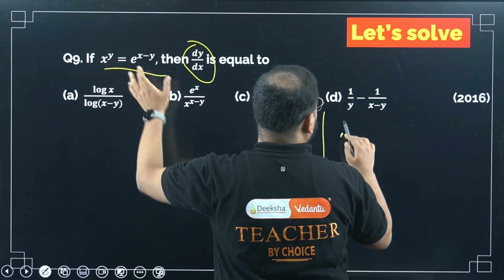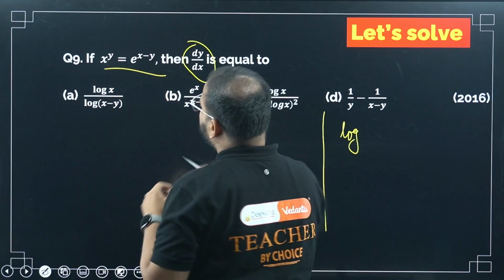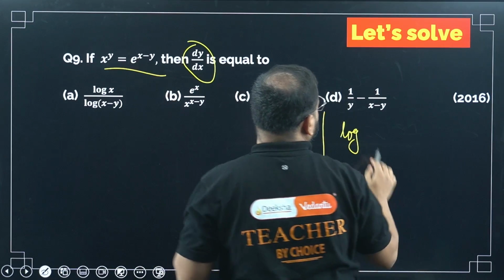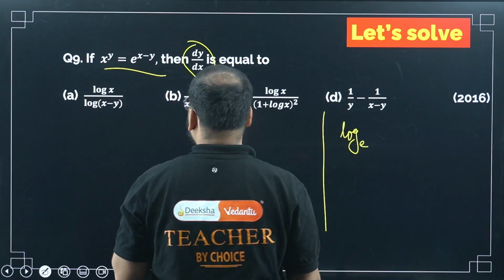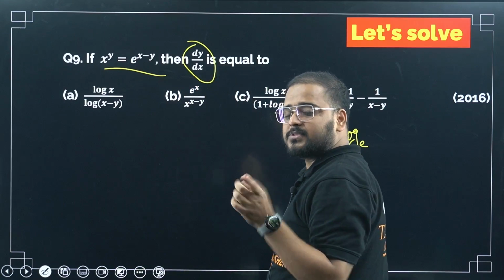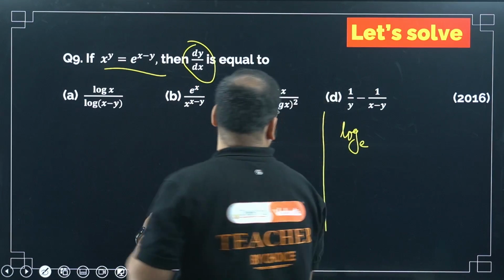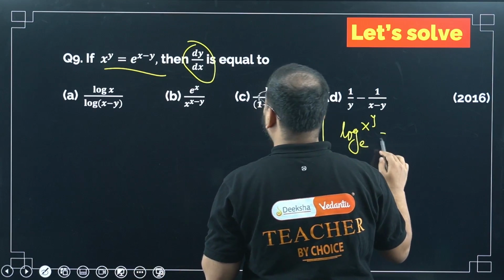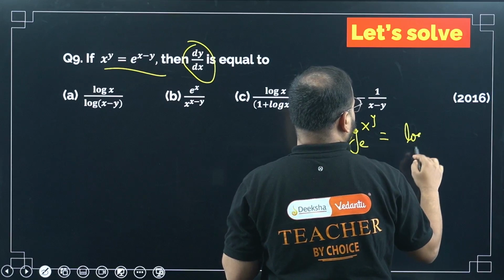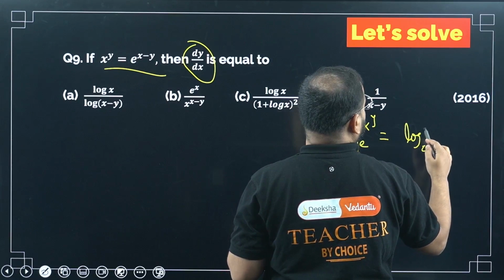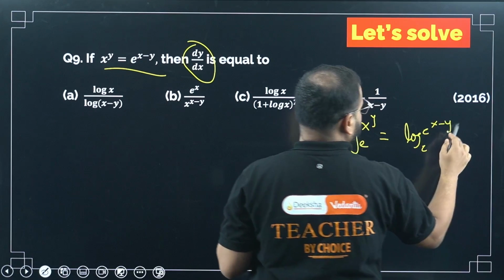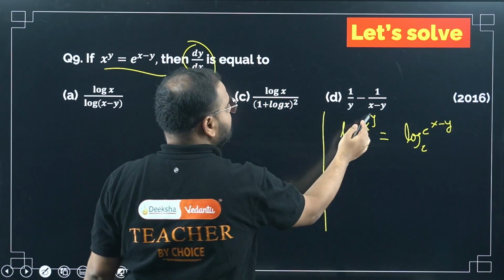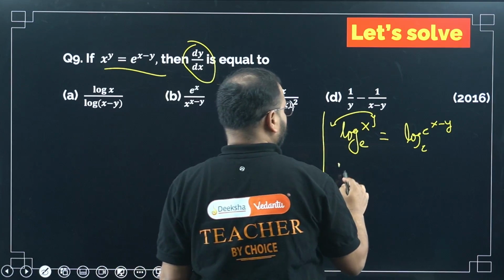Use log here. So use log with the base e, because there is an e here. Log with the base e, what is this called? I taught you logarithms. It's called natural log. So x to the power y equals e to the power x minus y, taking log with the base e. Correct? This y will come here.